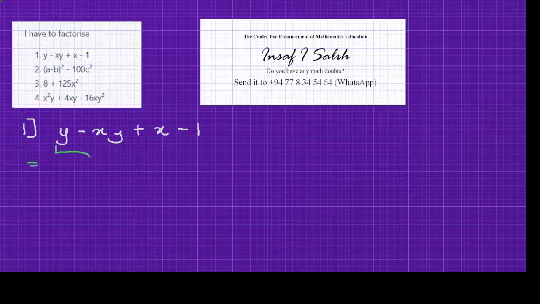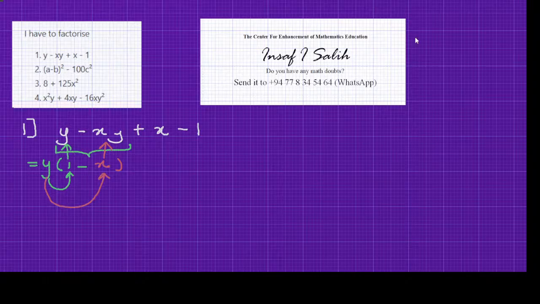The first two terms, what's the common factor? This y. And y times what would give us this y, that's y times 1, minus y times what would give us xy, it is x, y times x is xy. Alright, we're done with the first two terms.